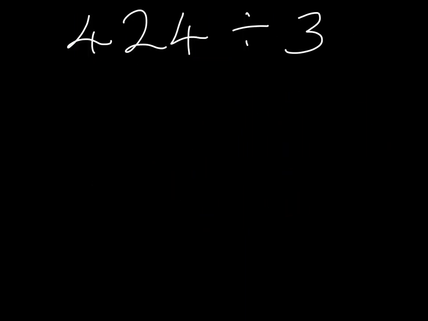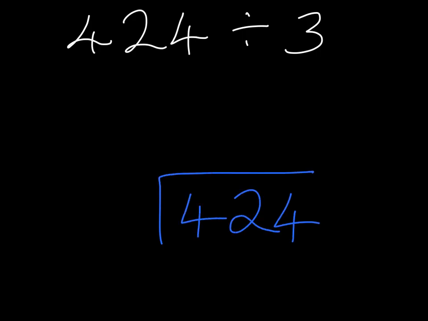Let's have a slower look at those remainders. So again, I'm going to draw my bus stop. 424 divided by 3. So we're going to go to each number in turn. So first of all, let's look at the 4. How many groups of 3 can I make from 4? I can make one group of 3. 1 times 3 is 3, and that will leave me with 1 left over.